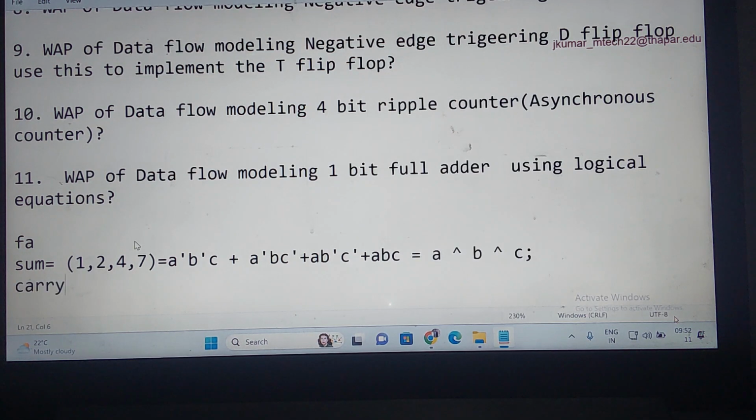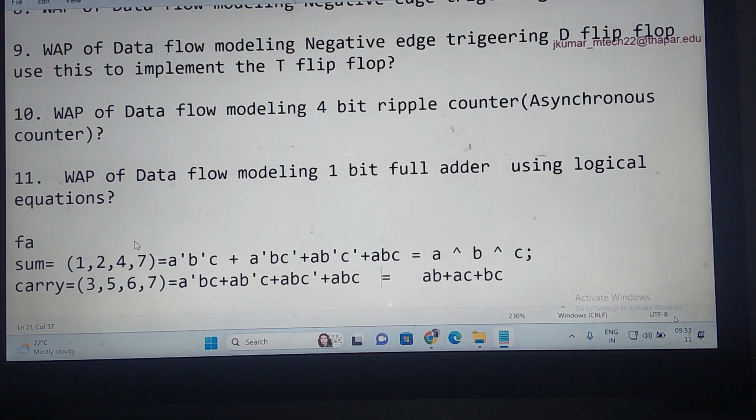Similarly for carry, the decimal notations are 3, 5, 6, 7. The canonical expression is: 3 is A bar B C, 5 is A B bar C, 6 is A B C bar, plus 7, A B C. If you simplify this through minimization techniques, you'll get AB plus AC plus BC, the simplified form of this canonical equation. This is the carry equation.